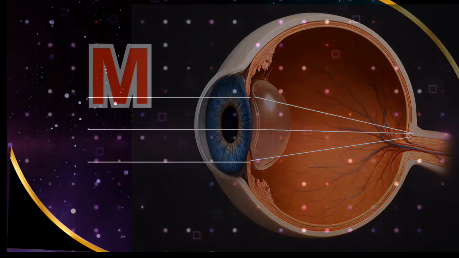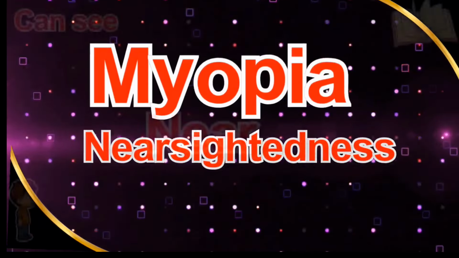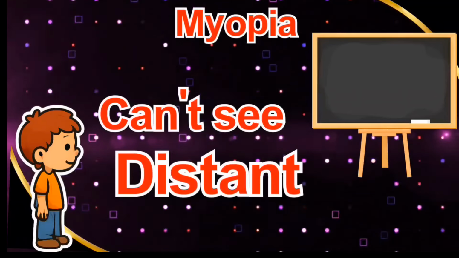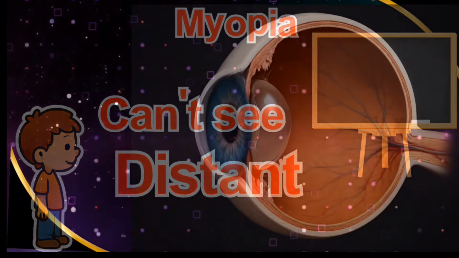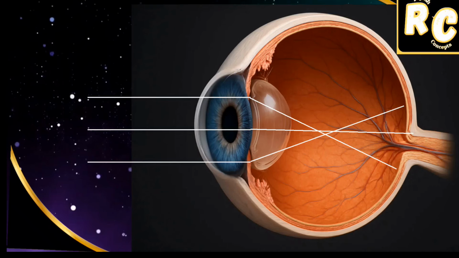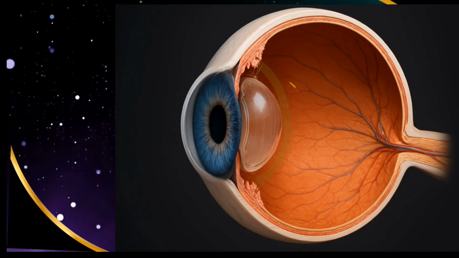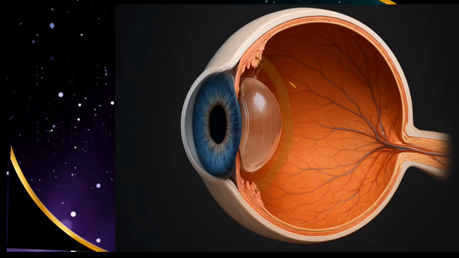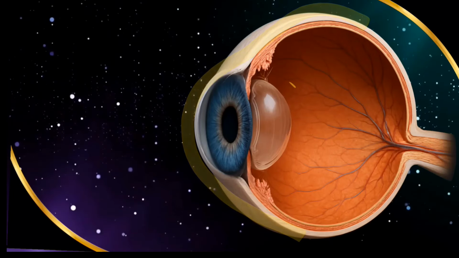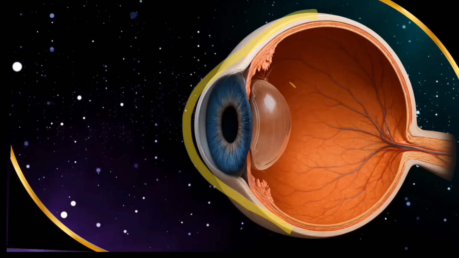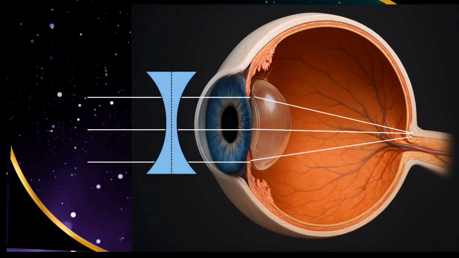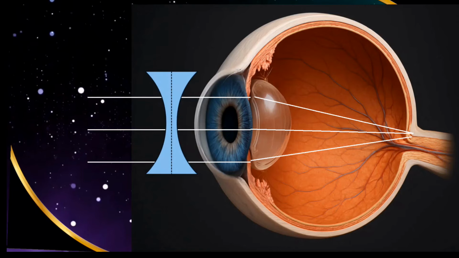When it comes to myopia, a person with myopia can see nearby objects clearly but cannot see distant objects. Here, the image forms in front of the retina. The other causes for myopia: excessive curvature of the lens, elongation of the eyeball. That means the size of the lens and eyeball increases. And for correction, myopia is corrected by using a concave lens.